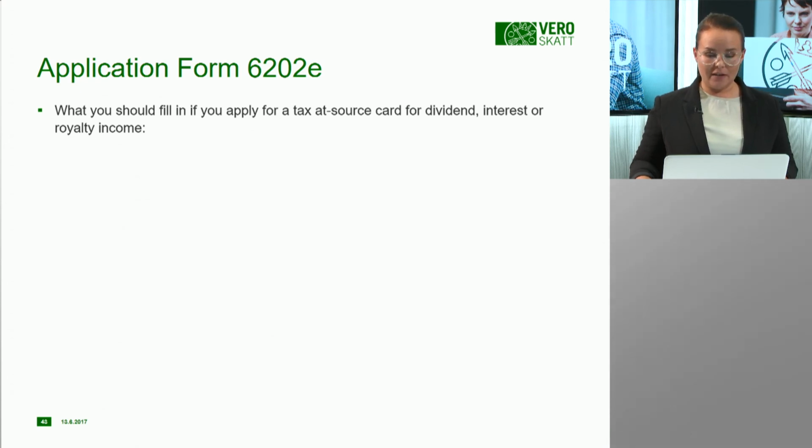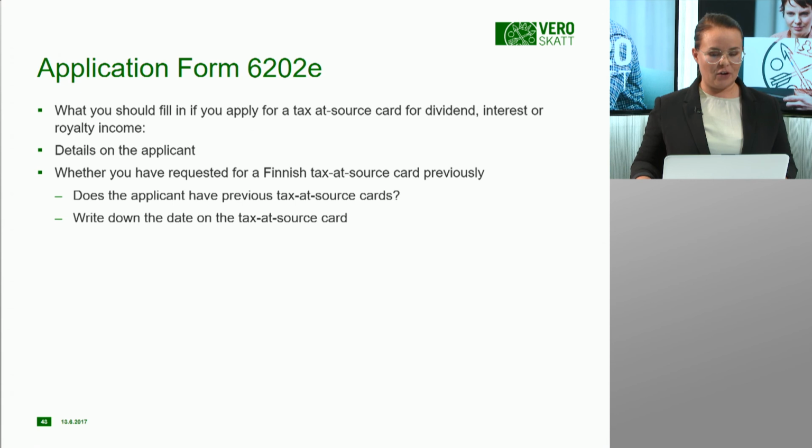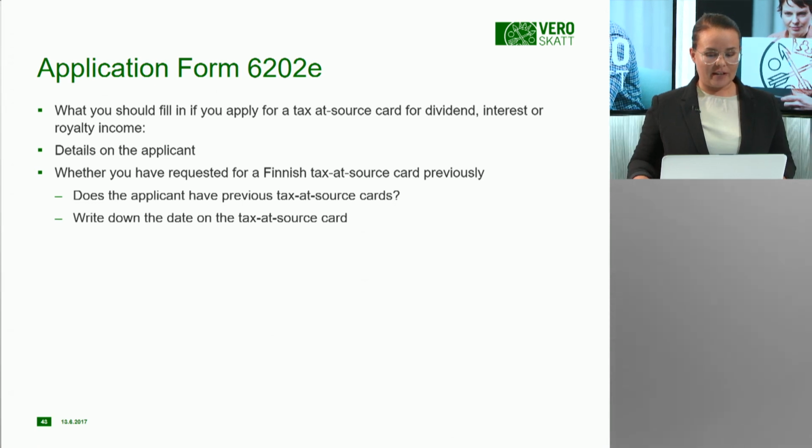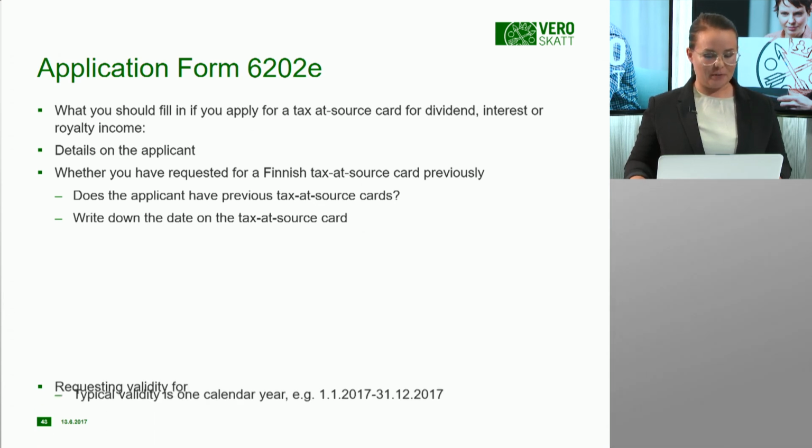What you should fill in if you apply for the tax at source card for dividend, interest or royalty income. Firstly, the details on the applicant, then whether you have requested for the Finnish tax at source card previously. So does the applicant have previous tax at source cards? Write down the date on the tax at source card. So mark it in the application.